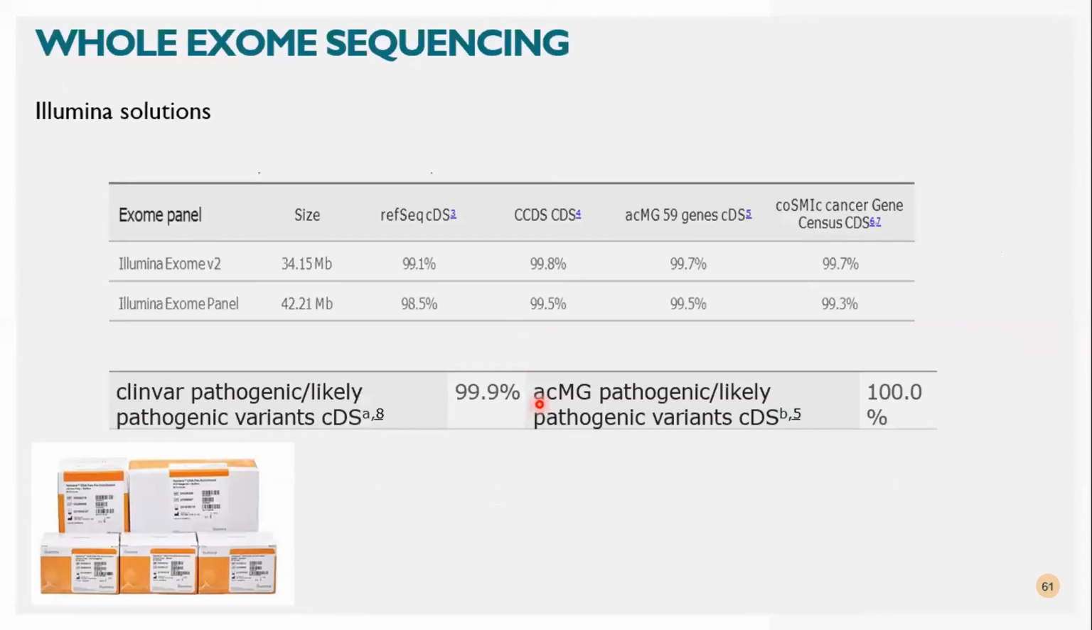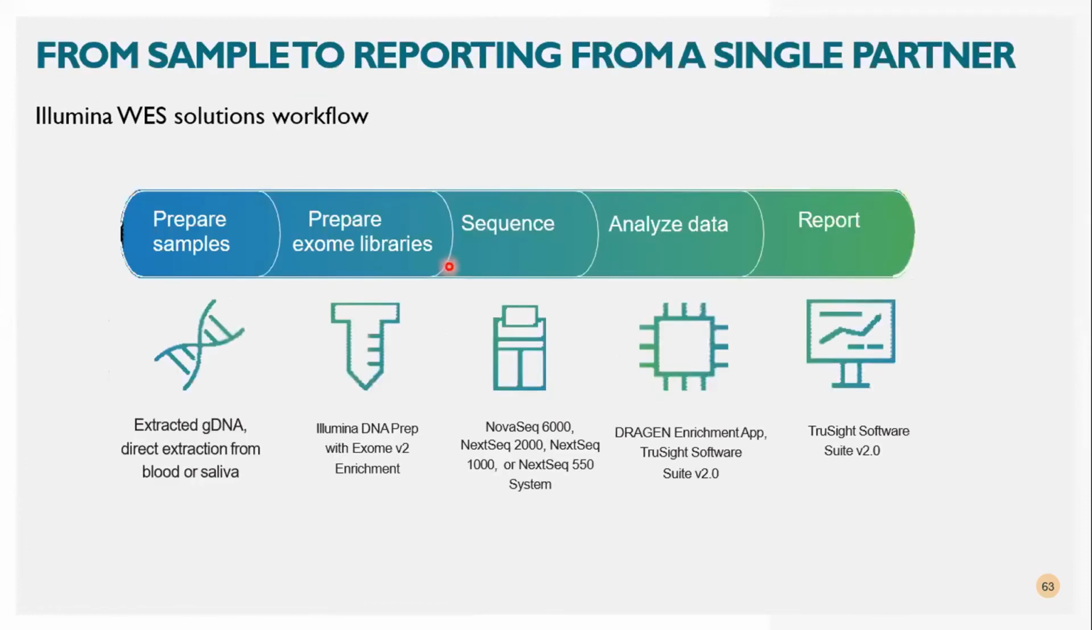So Illumina's offerings have two panels, Exome V2 with these panel sizes, and its coverage is around the different reference sequences. It actually follows the ACMG and likely pathogenic variant options, where it covers 100% of those genomic regions, and others follow the different guidelines.